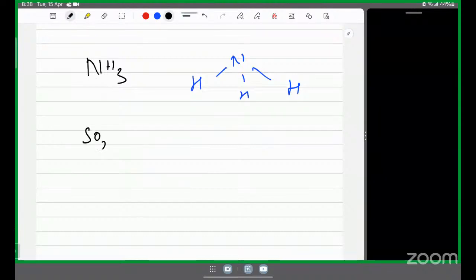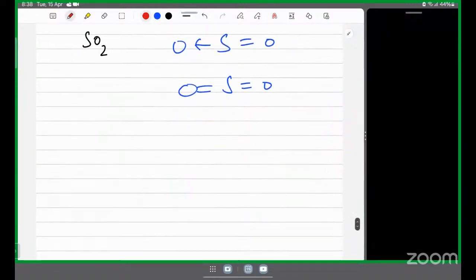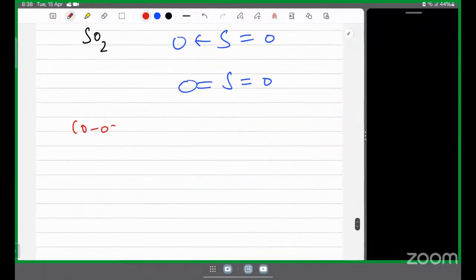SO2 is also a good example. S double bond O, arrow bond O, or in some books we write it as double bond O, double bond O. Let's discuss coordinate bond here.